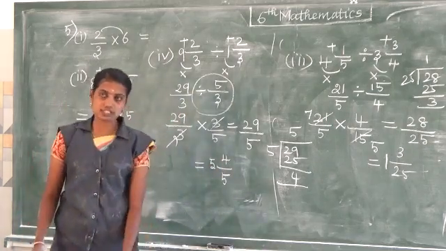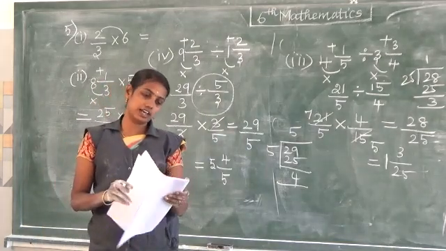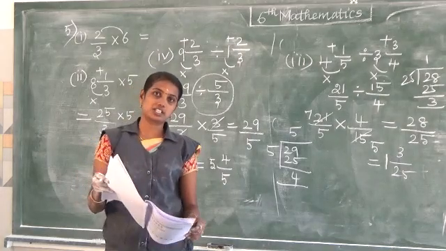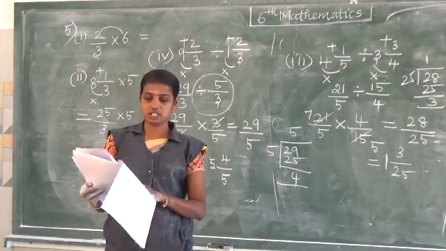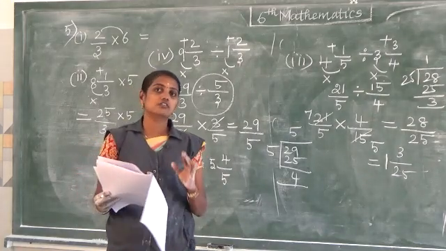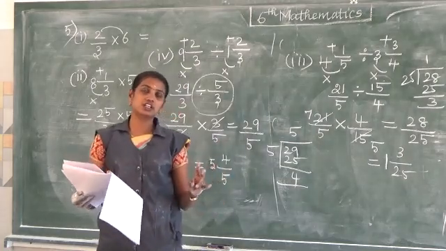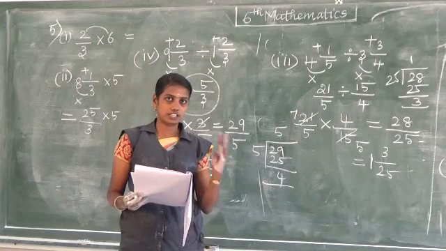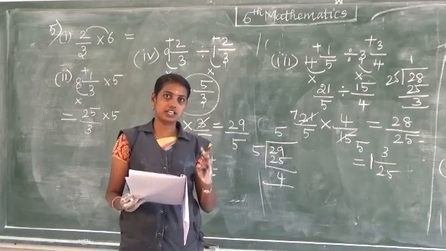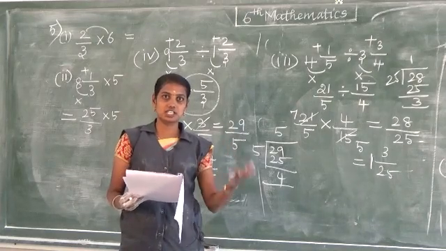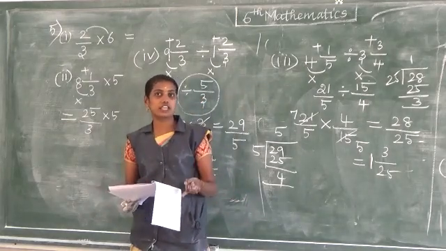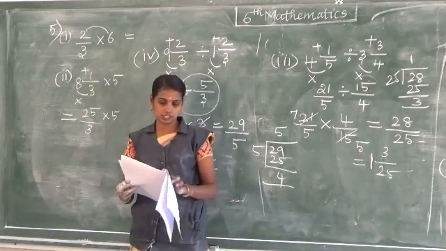So the division part is over. So in this class we have seen addition and subtraction, then the multiplication and division. For multiplication and division, you need not see whether it is like or unlike. Only for the addition and subtraction, see that if it is like, you can convert easily. If it is unlike fraction, go for the LCM or cross multiplication method.